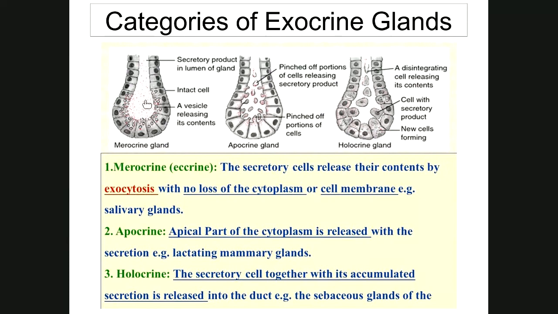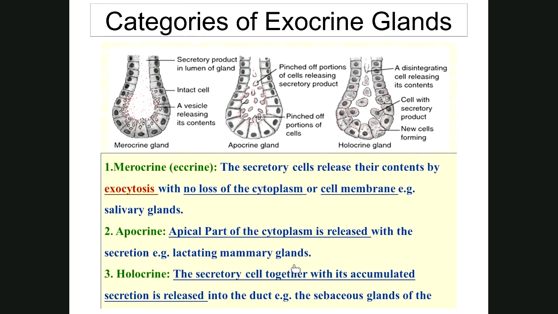And then our third one in our notes is the apocrine. Apocrine glands, in which the secretory product is accumulated in the outer margin of the cell, which is pinched off from the cell to form the secretion. And it mentions mammary glands here, like lactating females.